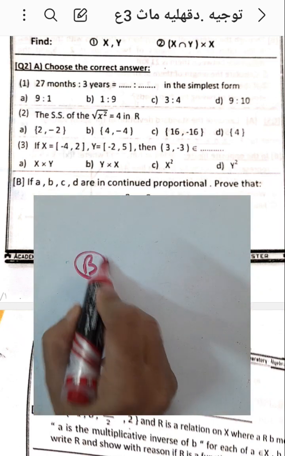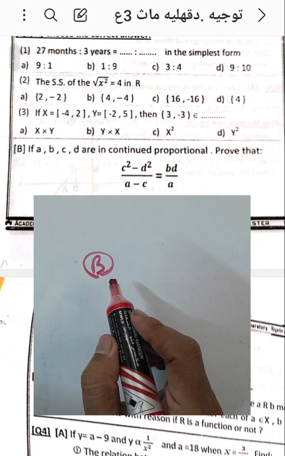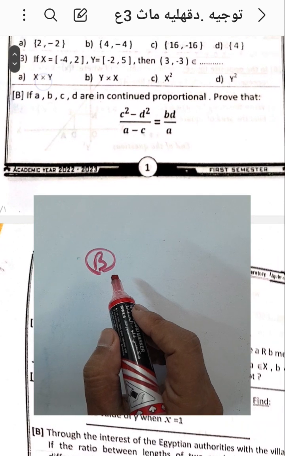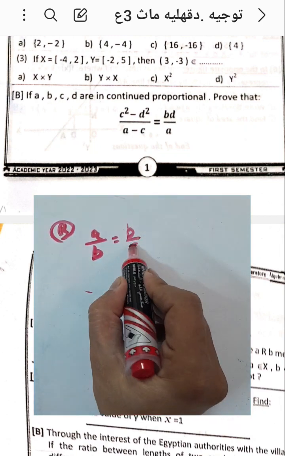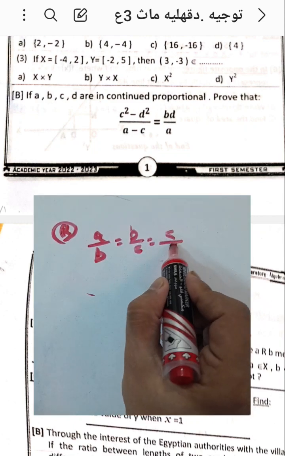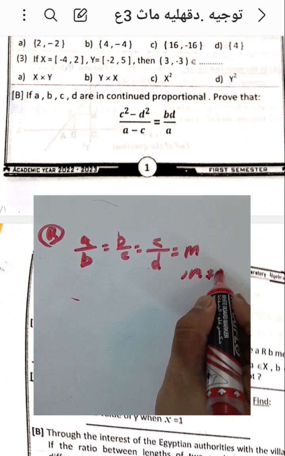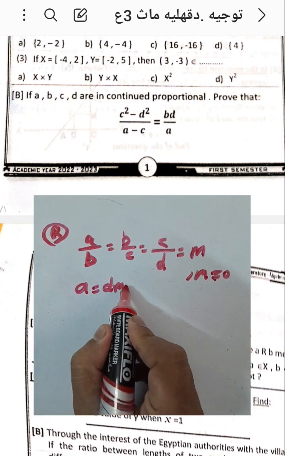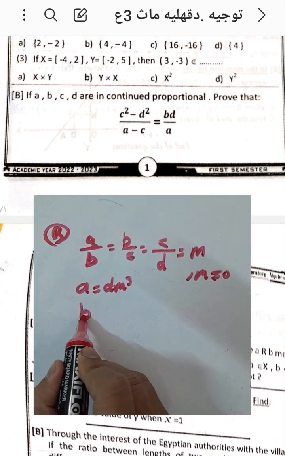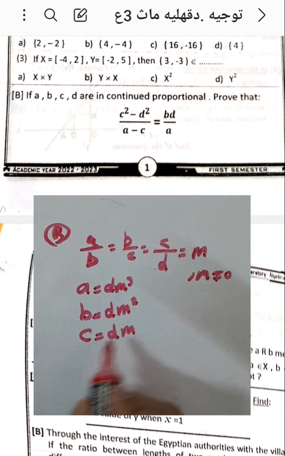Question letter P. If a, b, c and d are in continued proportion, prove that. We have continued proportion here. What is the meaning of continued proportion? It means a over b equals b over c equals c over d. And then we can put it equal to m, and m not equal 0. And then a will be equal to d m power 3, and b will be equal to d m power 2, and c equal d m.